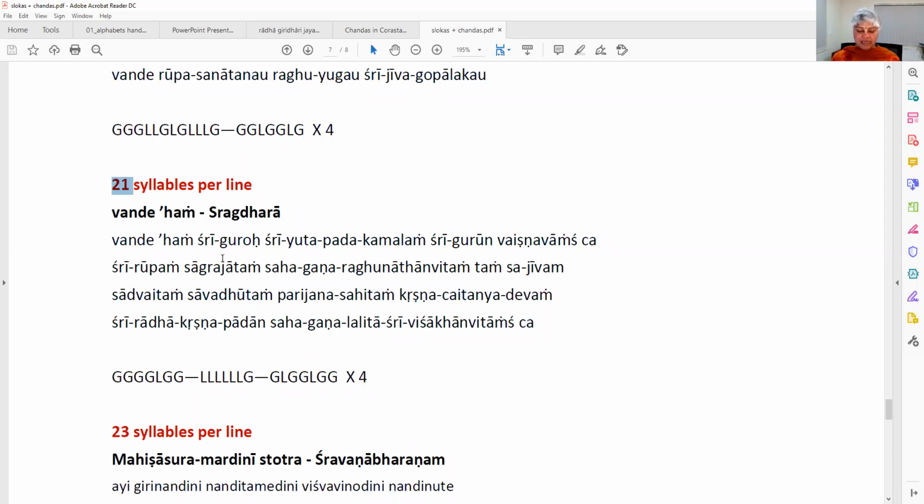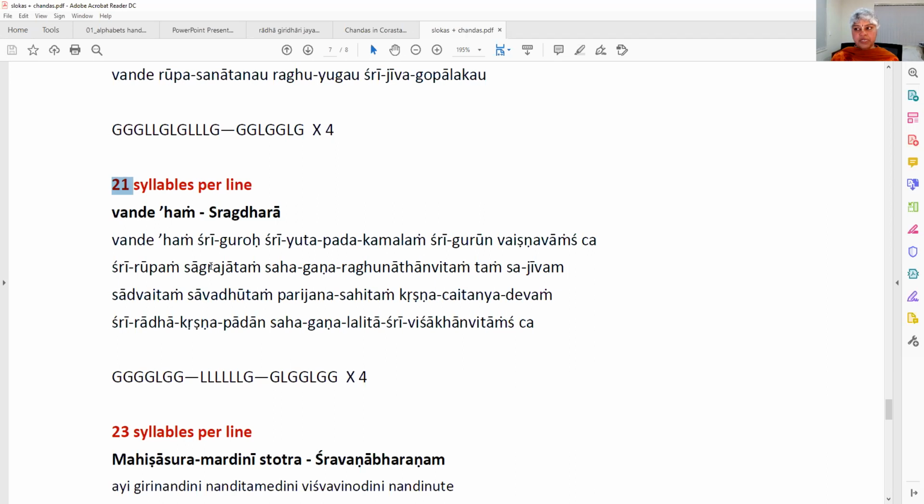So how many syllables would that be? Shriya Kanta Kanta Parama Purusha Kalpataravo. So 21. So it's the same, but it's in a different meter. So it will fit the Vandeham kind of tune as well.